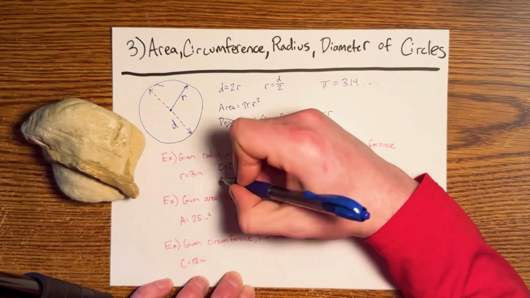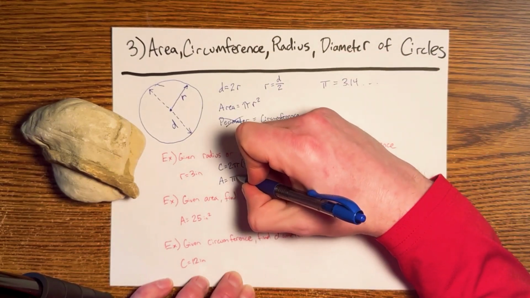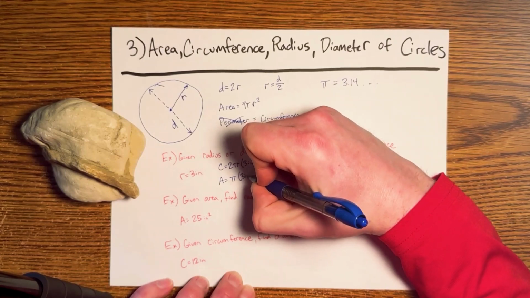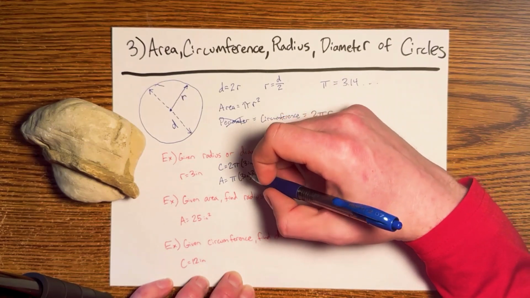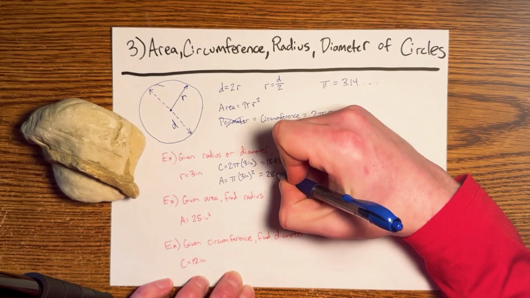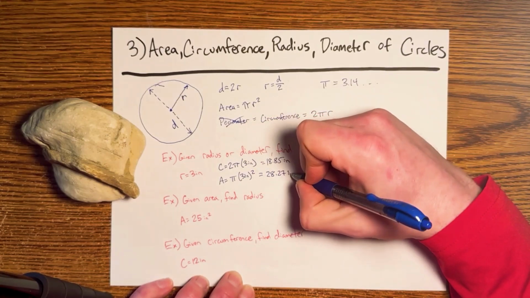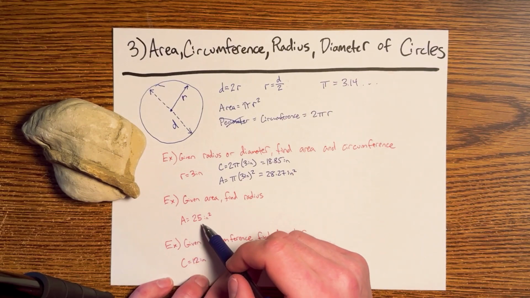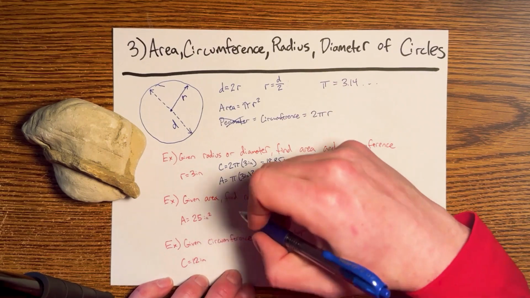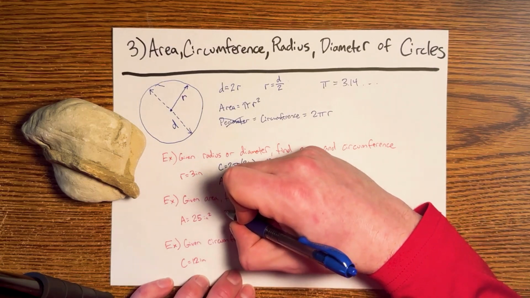And the area, again, we're just plugging and chugging here. So we've got pi r squared. Remember that 3 squared is just 3 times 3, and we'll find that to be 28.27 inches squared. Given the area, find the radius. So if you're given the area of a circle to be 25 inches squared, we're going to work backwards here.